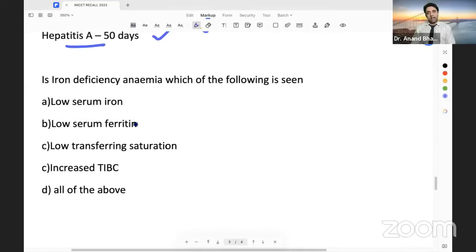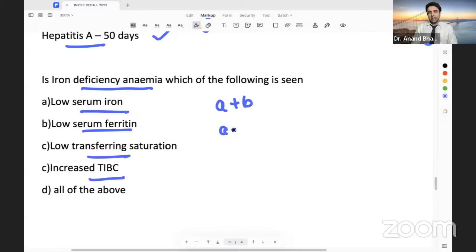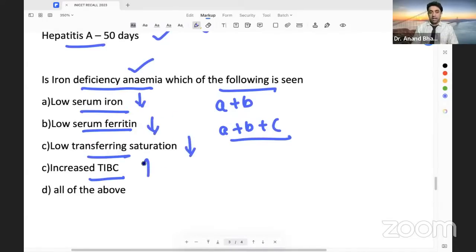Same like this only, for iron deficiency anemia, they had given multiple options like that, and they had written A plus B is correct, A plus B plus C is correct. Now we can't go into the length of the proper question, but this was the recall which happened. So as we all know, in a case of iron deficiency anemia, there is low serum iron, low serum ferritin, low transferrin saturation, and a very high total iron binding capacity. So this is what happens in a case of iron deficiency anemia. Okay, I hope you got it.